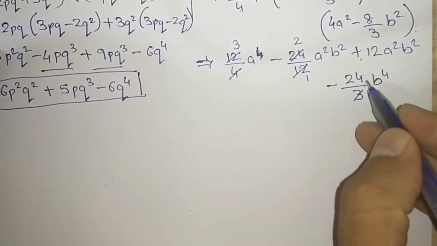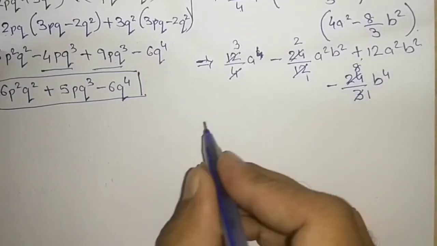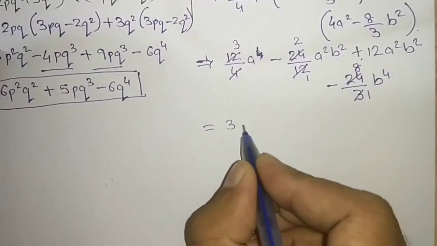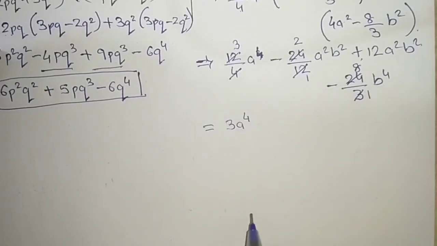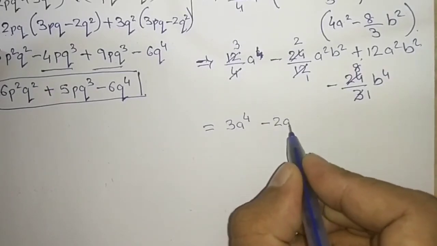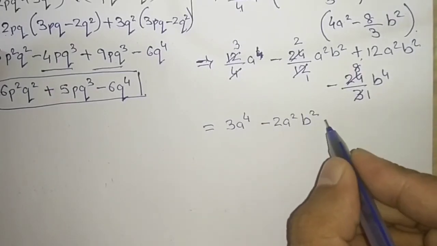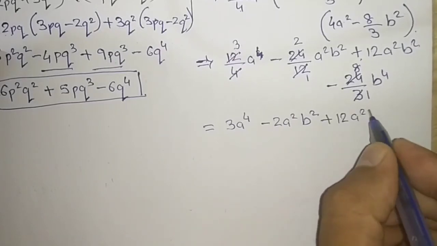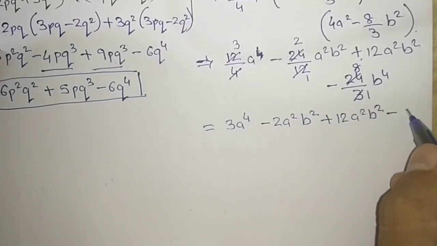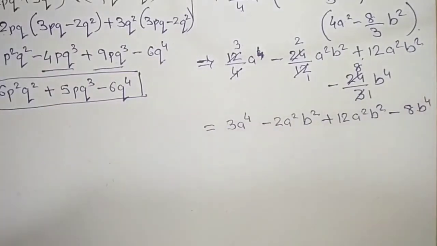Here 3 1s and 3 8s. So our answer will be 3a raised to power 4 minus 2a square b square plus 12a square b square minus 8 by 1 will give me 8 only, b raised to power 4.